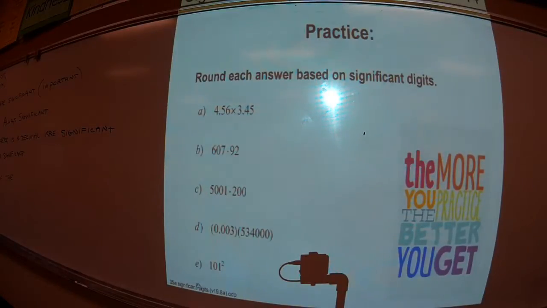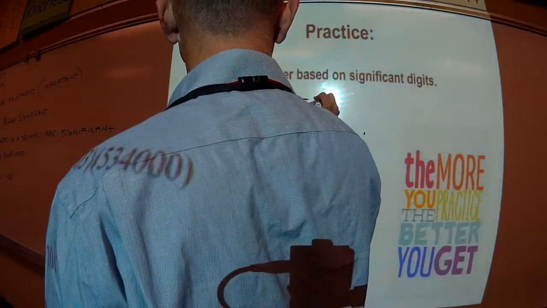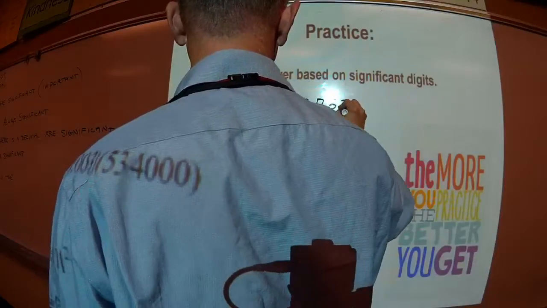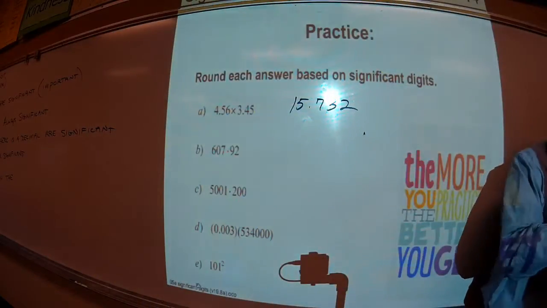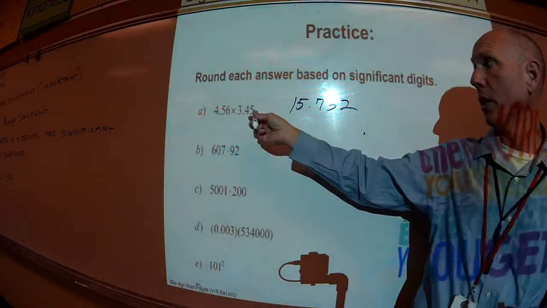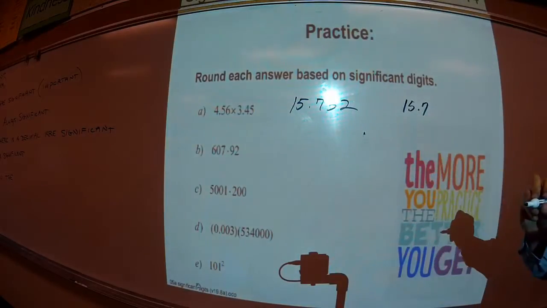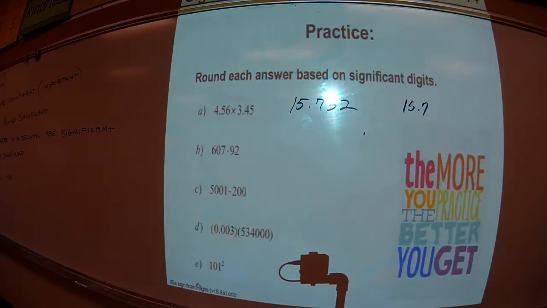I think I should see 3 significant digits on this. Good. When I multiply, I get 15.732. But now I have to think about the sig figs. How many sig figs here? 3. How many here? 3. So I should end up with 15.7. Do the next one. 607 times 92.